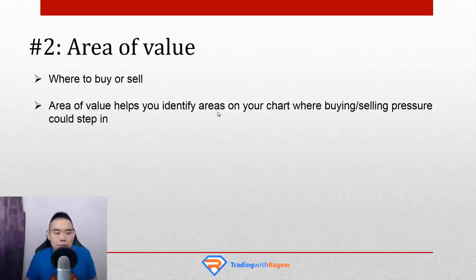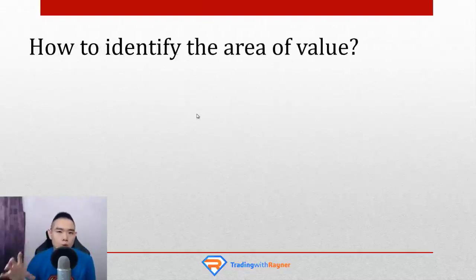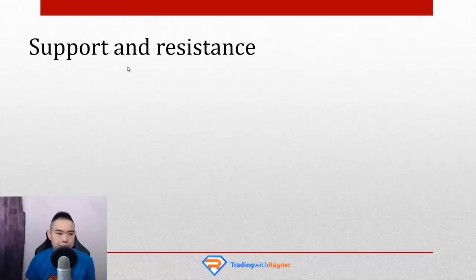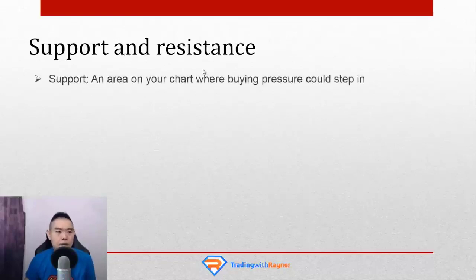So let me explain this in more detail. So how do you identify area of value? Again, there are many techniques that you can use, but for this training, I'll share with you two: support and resistance and moving average. So let me explain. What is support and resistance? Support is an area on your chart where buying pressure could step in.